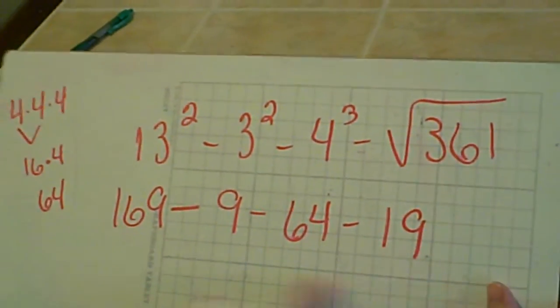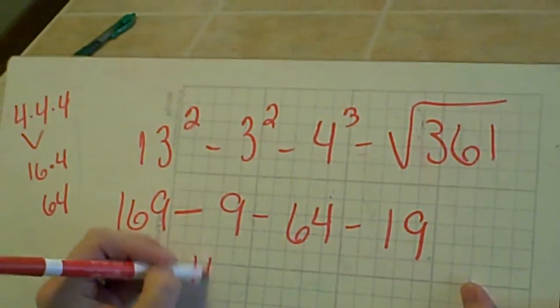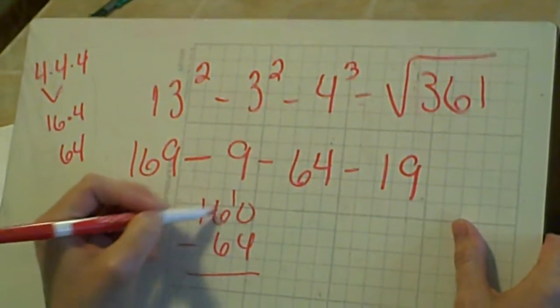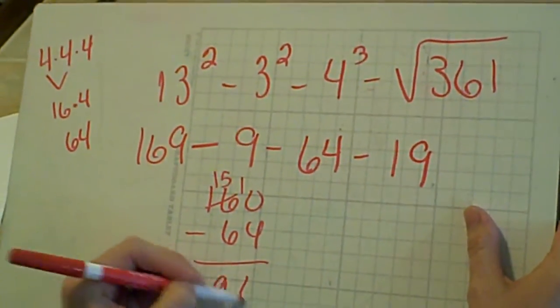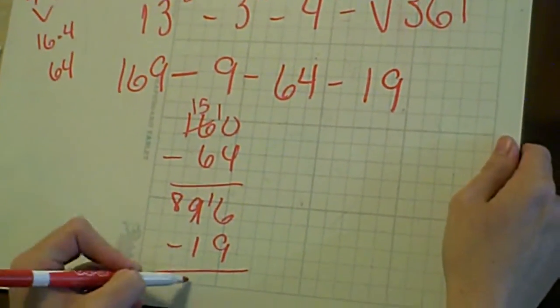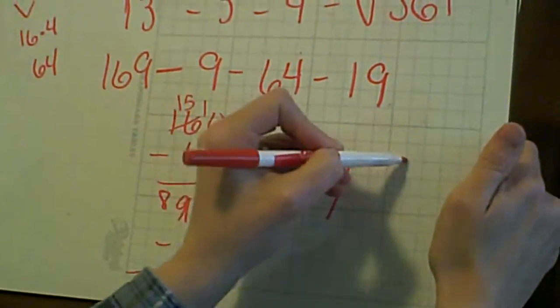And then you're just going to go left to right. 169 minus 9 is 160. 160 minus 64 is 96. And then 96 minus 19 is 77. So our answer is 77.